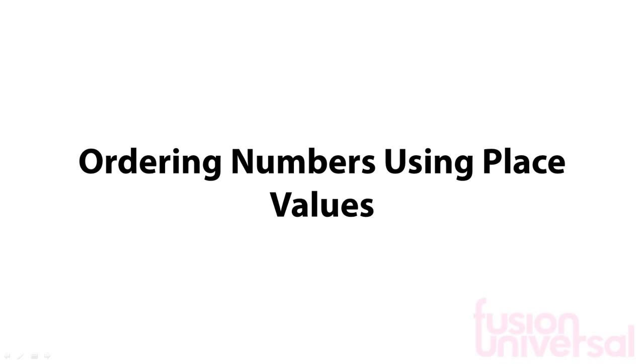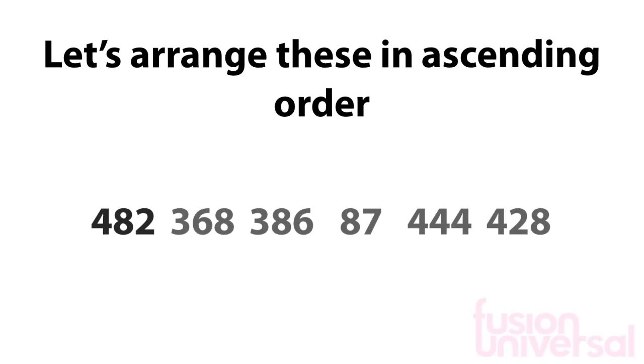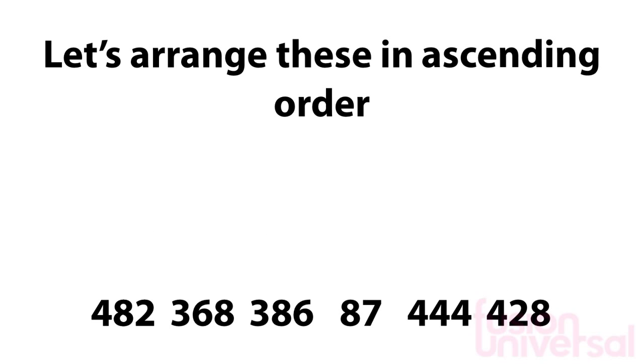We are now looking at the ideas used on the abacus to order numbers without having to use an abacus. We are going to arrange these numbers in ascending order, that is, from smallest to largest. We will use a table to do this. Each spike in the abacus is replaced by a column in the table.